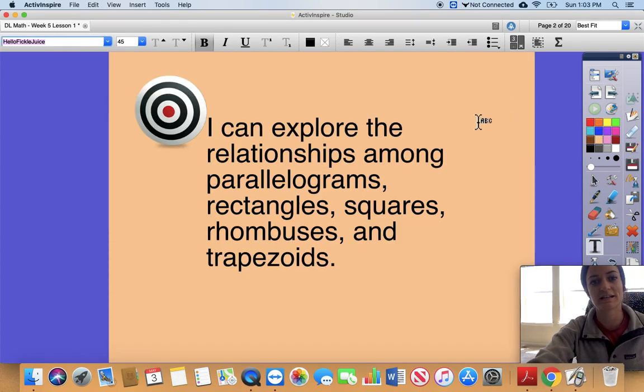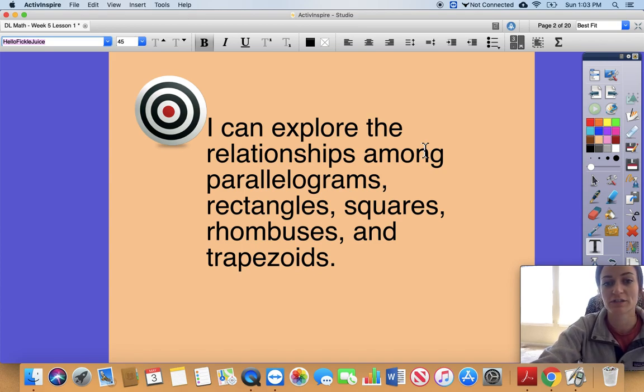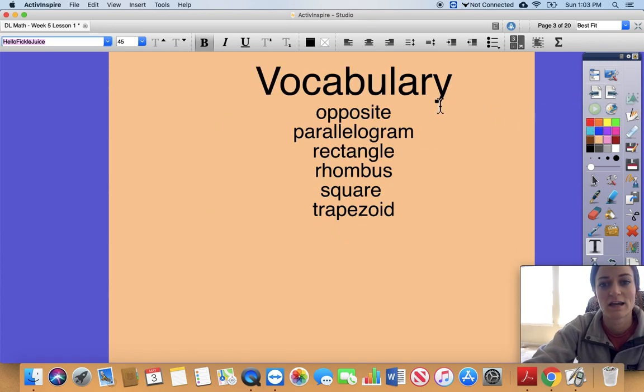All right, so by the end of this lesson, you can say that you can explore the relationships among parallelograms, rectangles, squares, rhombuses, and trapezoids. We have a lot of vocabulary words in this lesson, so make sure you're pausing the video to write it down to keep it straight, all the different kinds of quadrilaterals that we'll be talking about. So at the end of this lesson, you'll know what all of those words mean, and you'll be able to explain it to a friend. All right, so here's some of the vocabulary words. The word opposite, parallelogram, rectangle, rhombus, square, and trapezoid.